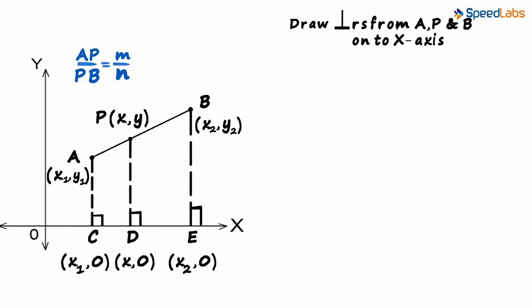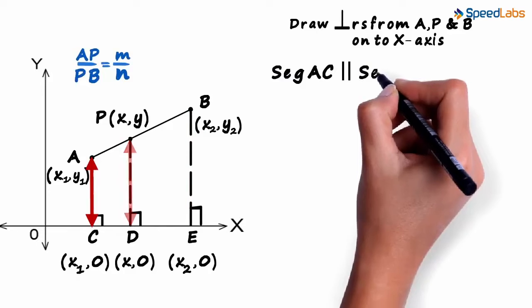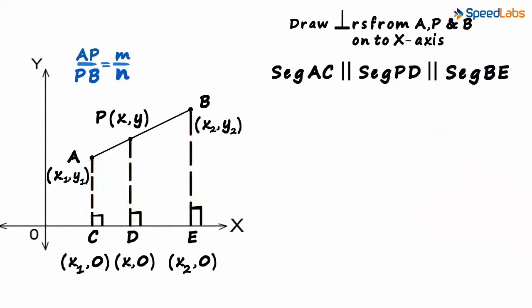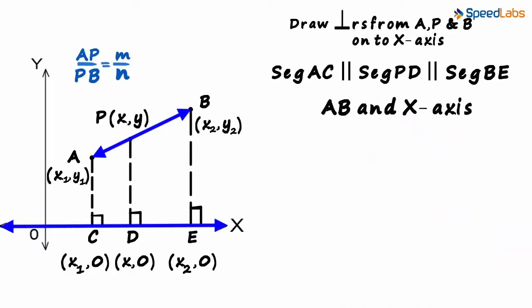Why are we doing all this? How are we heading towards finding the coordinates of point P? We can see that we have three lines which are parallel to each other. Segment AC is parallel to segment PD, which is parallel to segment BE. And there are two transversals intersecting them. One transversal is AB and the other is the x-axis.